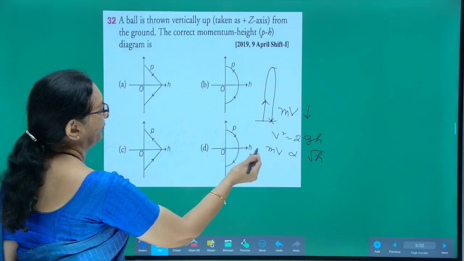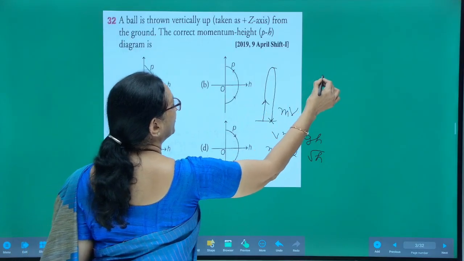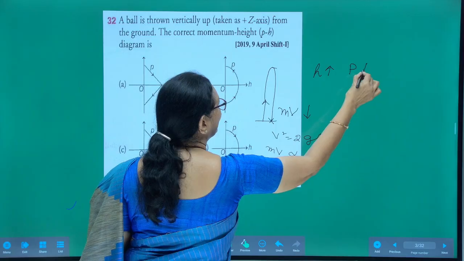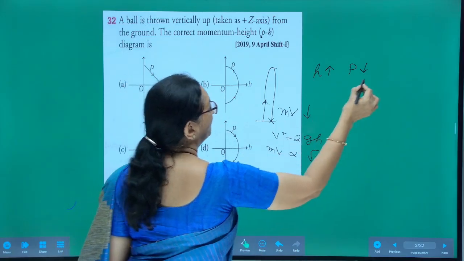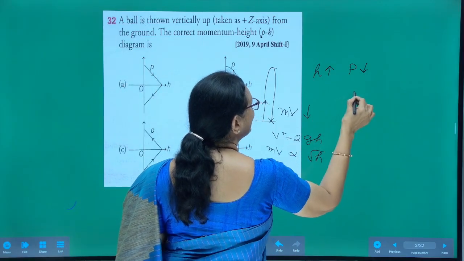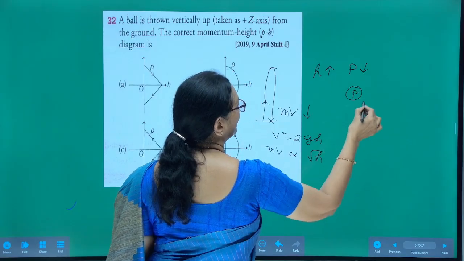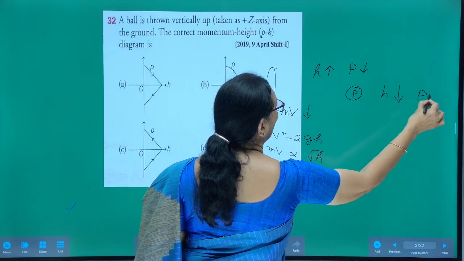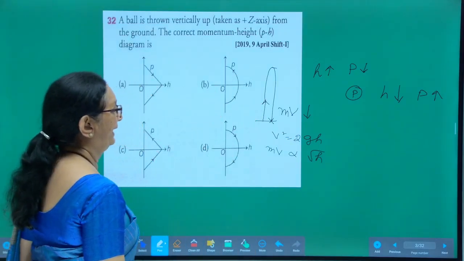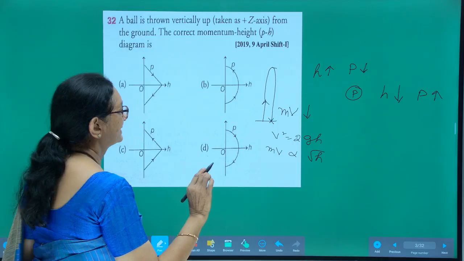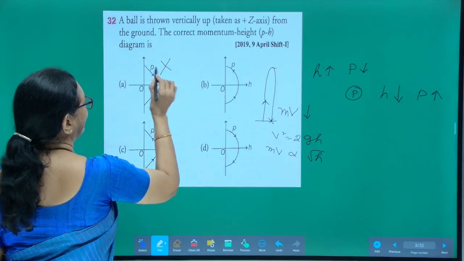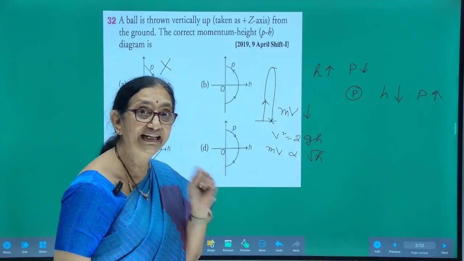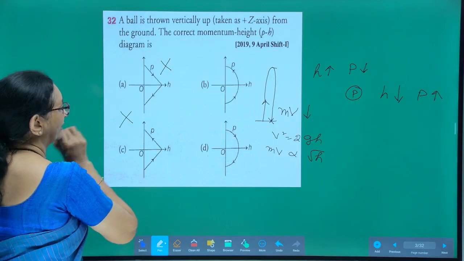So, what is our inference? As it moves up, height increases and momentum decreases. Then momentum becomes equal to 0, then height decreases and momentum increases in the opposite direction. See here that this is not correct, because the relation between momentum and height is not a linear relation. So this is not correct.